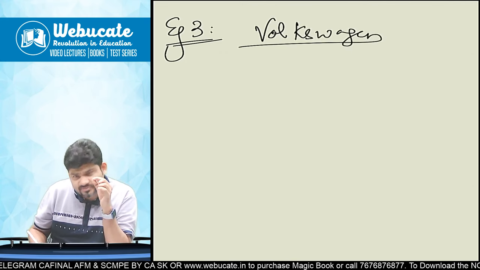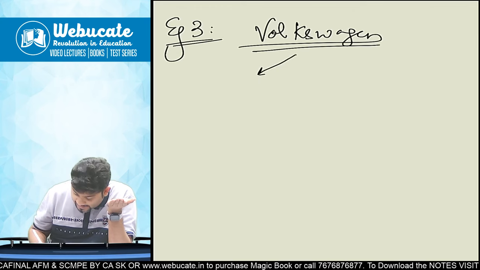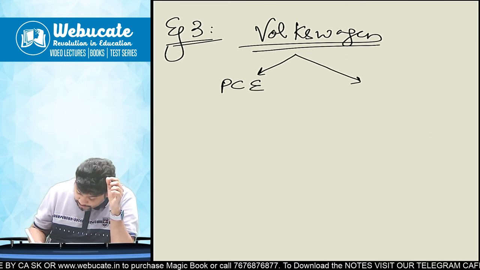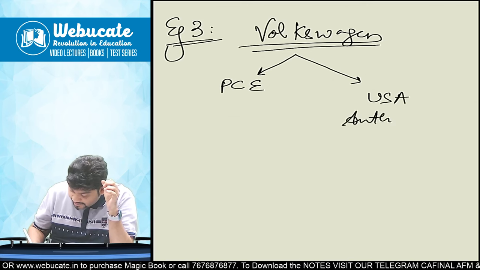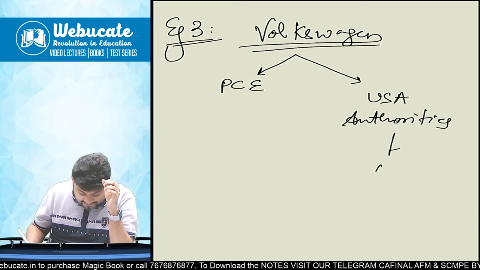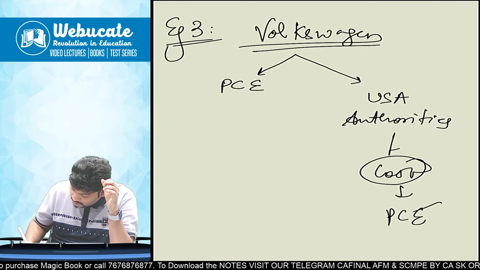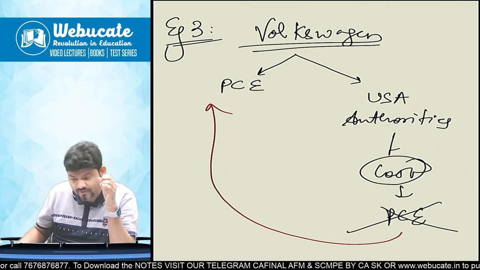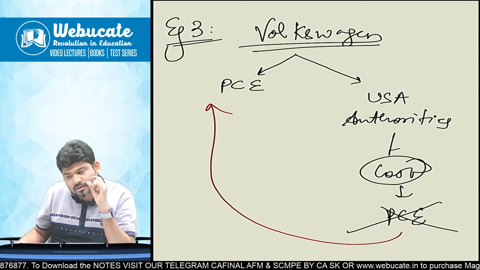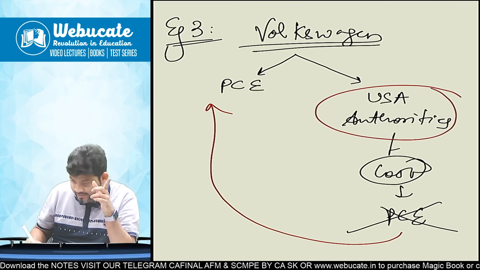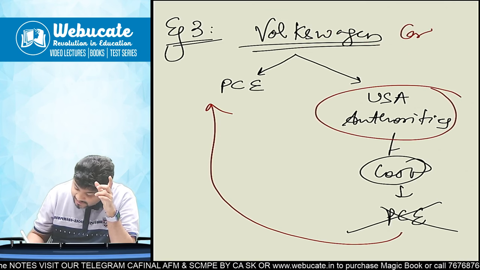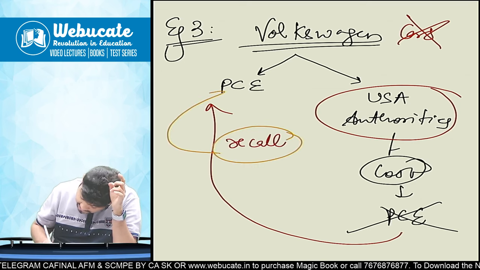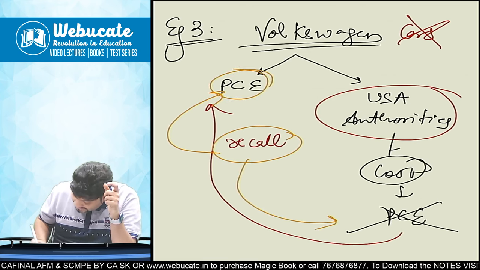So when Volkswagen has to sell cars in USA, there is a certain norm. There is a pollution control equipment which they should put, and that pollution control equipment is a compulsion by the US authorities. But it obviously comes with a cost, so they did not put the pollution control equipment in the car. And eventually, the authorities of USA came to know about it, and they rejected the Volkswagen cars. They said that you have to recall all the cars.